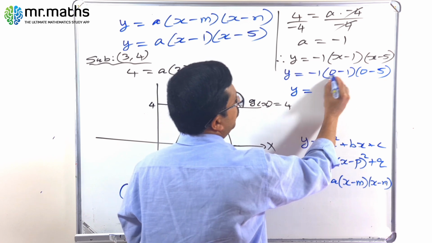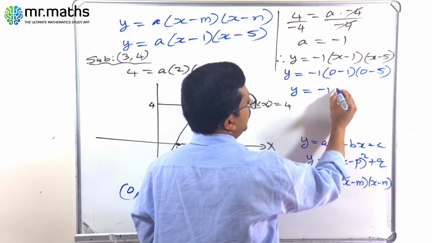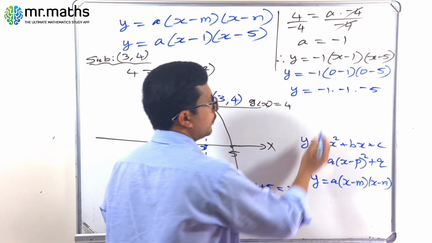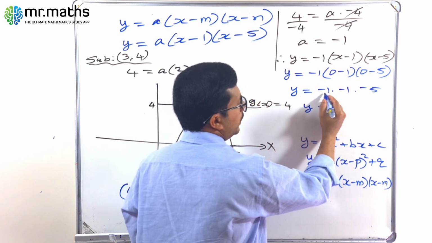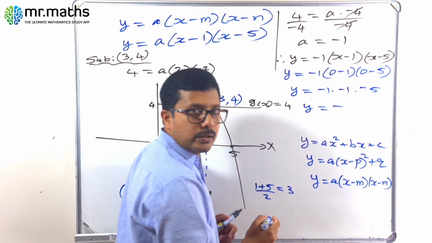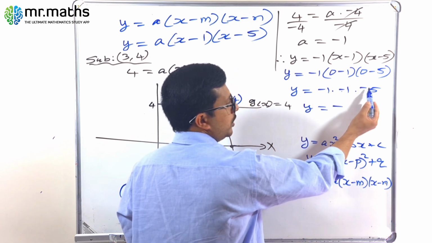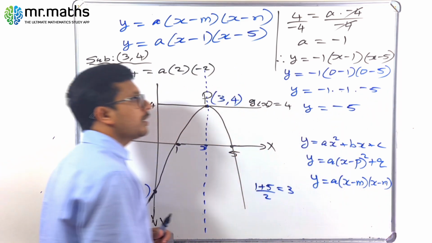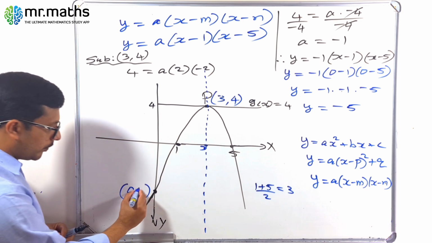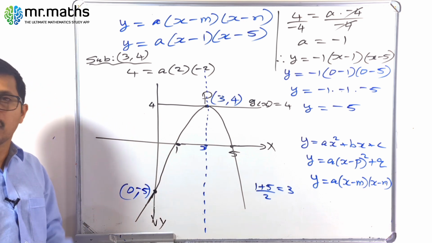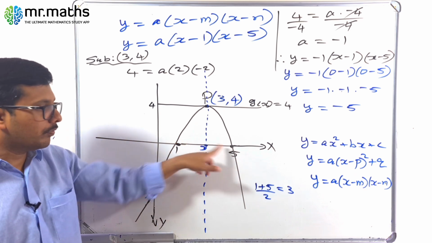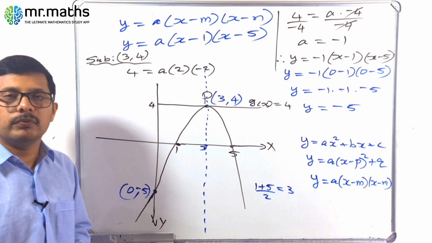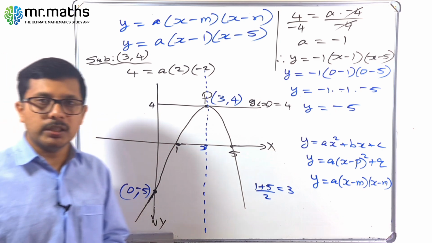So y is equal to minus 1, 0 minus 1 is minus 1, times 0 minus 5 is minus 5. So what is this one? y is equal to minus into minus into minus, that is minus. Minus times minus is positive. Positive times minus is negative. 1 times 1 times 5 is 5. So the y value is minus 5. Now we got everything, is it not so? X-intercepts 1 and 5. Y-intercept minus 5. Turning point 3 comma 4. That's enough. We draw the graph. That is question number 5.2.